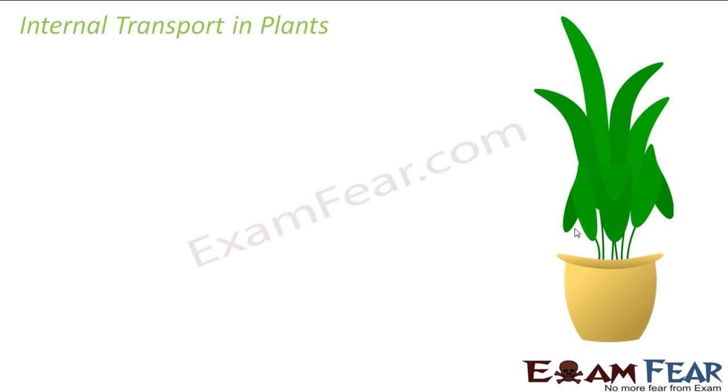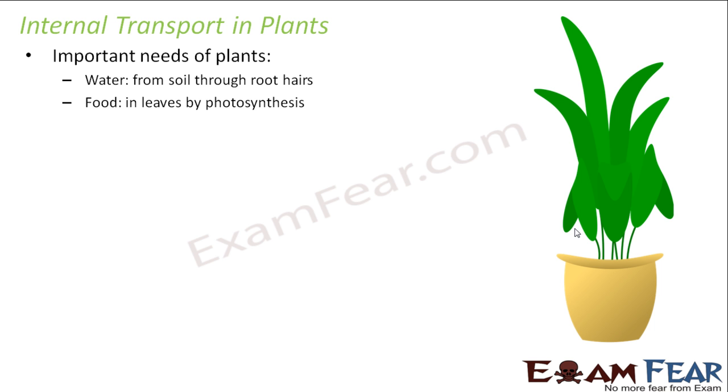Right? So not only the food but also the water, which is generally extracted from the soil. The water which is obtained from the soil is reachable directly by the roots. But all other parts of the plants like leaves, flowers, fruits, everybody needs that water. So how is that water transported to the different parts of the plant? That is all we will talk about in internal transport in plants.